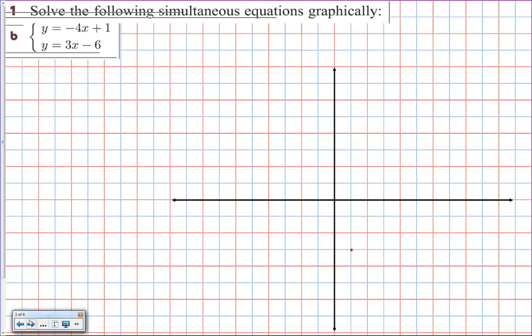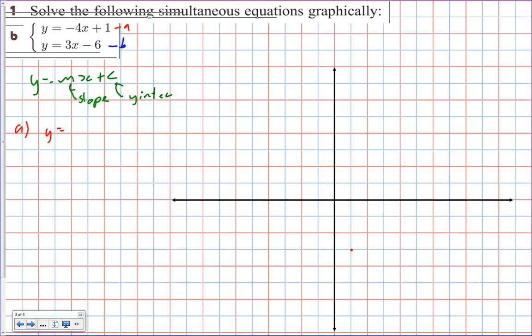Second one, solve the following simultaneous equations. Again, they're in the form y equals mx plus c, where c is the y-intercept and m is the slope. So let's go through these again. I'm going to call that B and this A. So let's do A first.